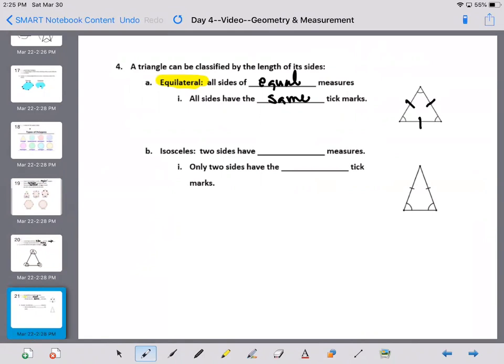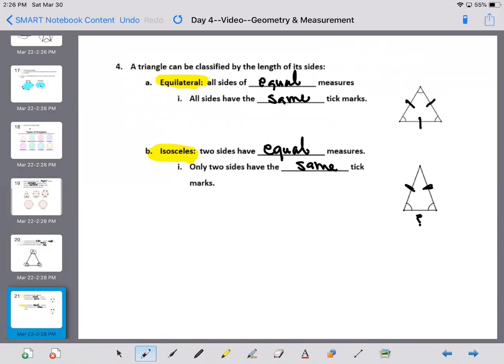Now we'll say something called isosceles. That just means that two sides have equal measure. That would mean that right here, only two sides have the same tick mark. This third side doesn't have a tick mark because that means that third side has a different measure.